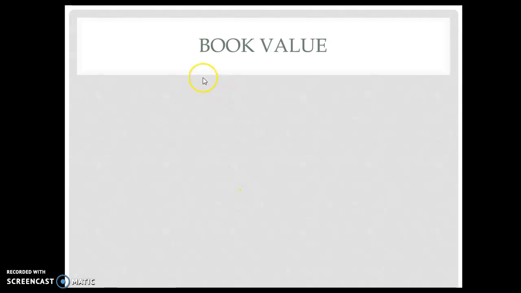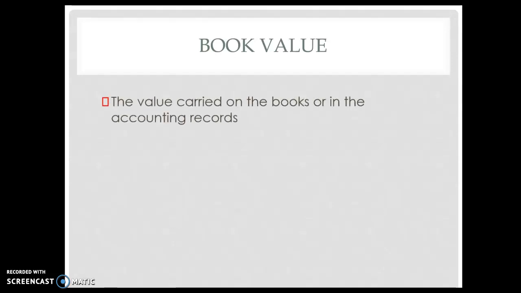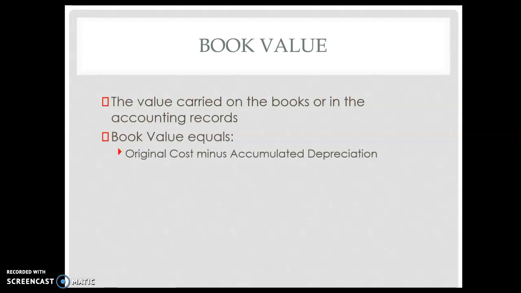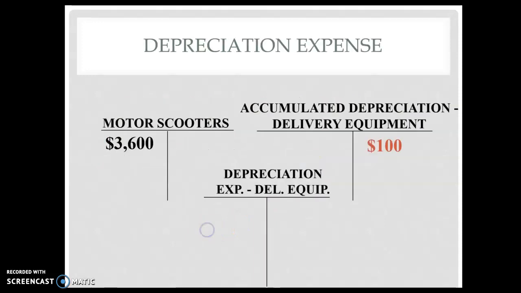Now we have a thing called book value. Again, accountants may use words like value and depreciation, but we're not talking about value. The value carried on the books, or in the accounting records, is what they're talking about, which is the original cost that's in that asset account minus the contra asset, accumulated depreciation. This might also be called the undepreciated cost. So we have 3,600 minus 100.